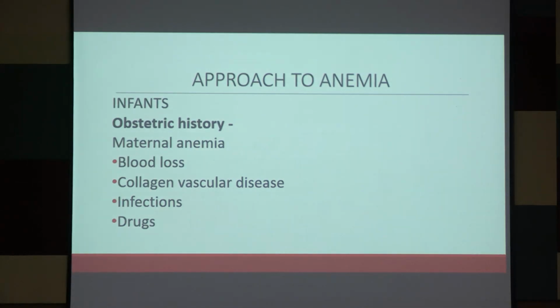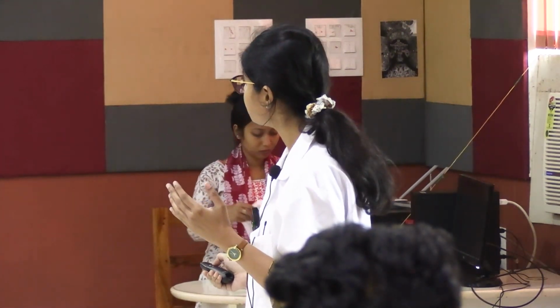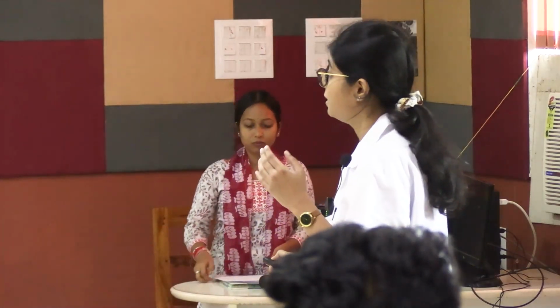What history? We will have to start with the obstetric history. We will have to ask whether the mother was also suffering from anemia, what was the cause, whether there was any blood loss, collagen vascular disease, infections, or drug intake which may be responsible for causing anemia in the mother.